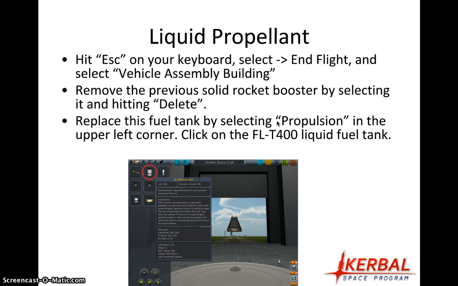All right. Now, we're going to switch out from solid propellant to liquid. You're going to hit escape on your keyboard, select end flight, and select vehicle assembly building. Remove the previous solid rocket booster by selecting it and hitting delete. Replace the fuel tank by selecting propulsion in the upper left corner. Click on the FL-T. I believe it's either 400 or 200, whatever you have there.